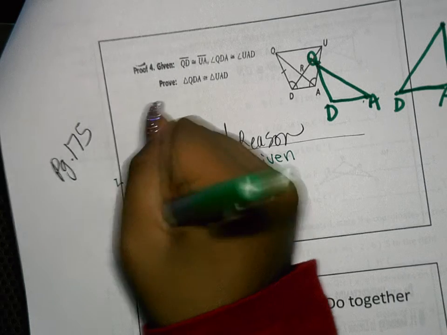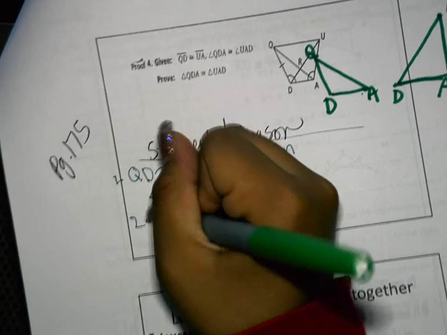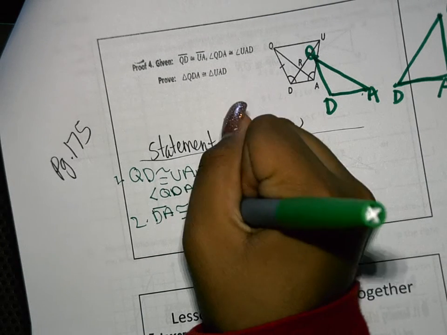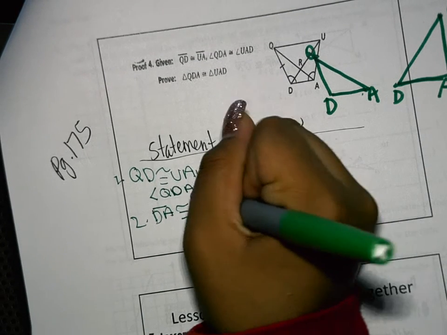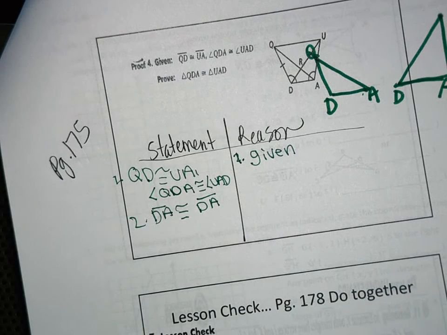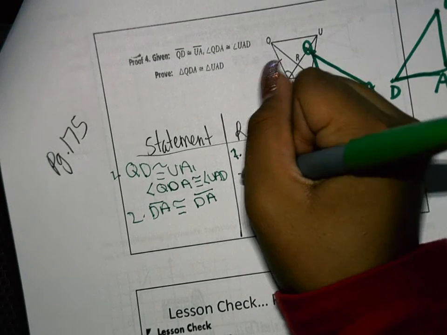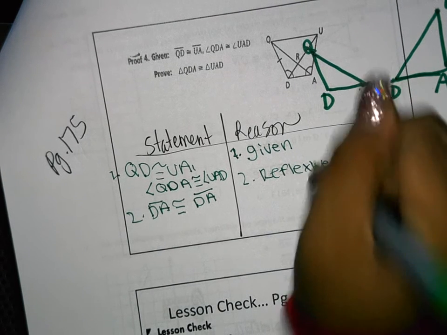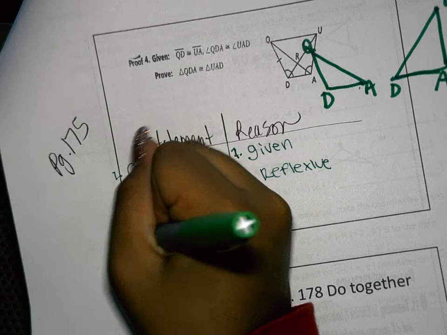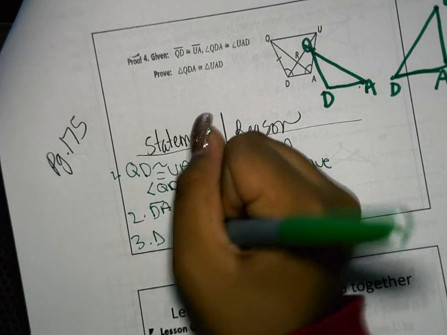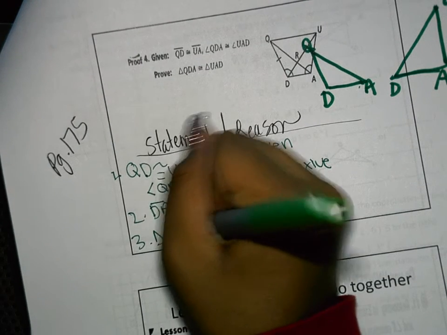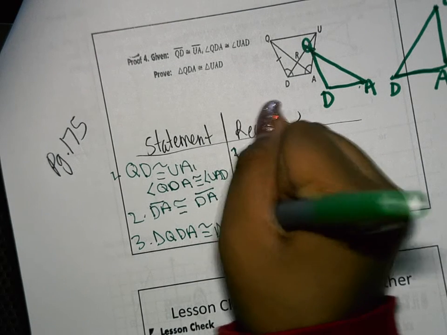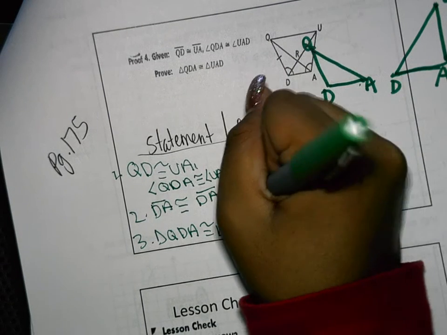And then DA is congruent to DA, and that's by reflexive. And then triangle QDA is congruent to triangle QAD, and that's by side-angle-side.